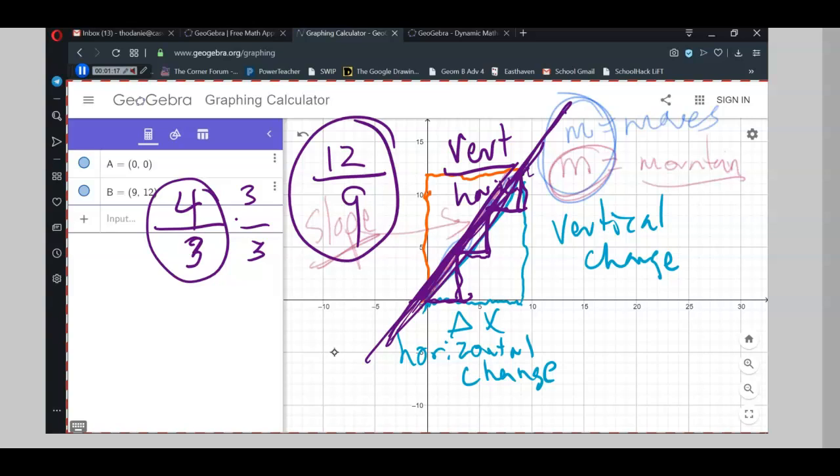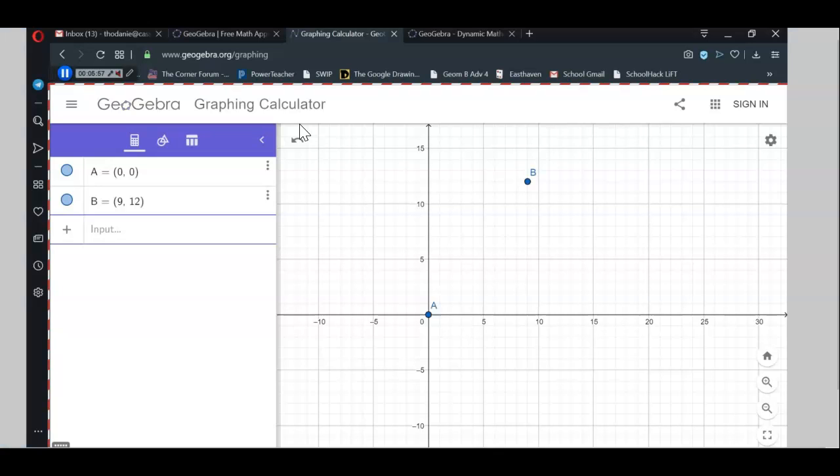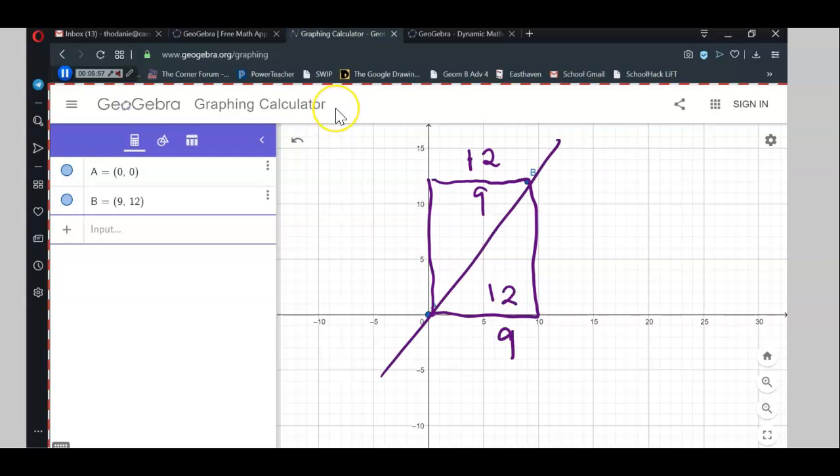So if you wanted to, let me get a clean sheet and try this again real quick. If I had a line, I'm going to go up over here from one point to the other. I have a fraction. I go up 12 over 9. Or if I want to go this way, I also have a fraction. Just by connecting those, I can show 12 over 9.